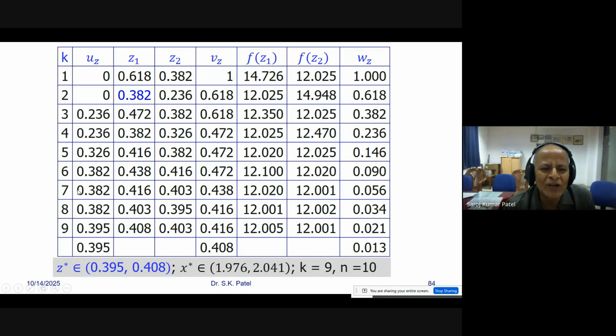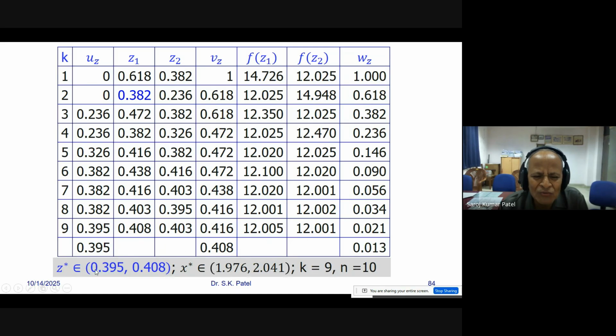See here, the WZ is gradually reducing. Initially it is 1, then 0.618, then 0.382, 0.236. It keeps on reducing. The moment it is less than 0.02, because our epsilon z is 0.02, so 0.013 is less than 0.02, we stop here. Then we declare that Z star lies between UZ and VZ. So after elimination, the UZ is 0.395, and a portion will be eliminated, and 0.408 will be the new VZ. So this will be the result.